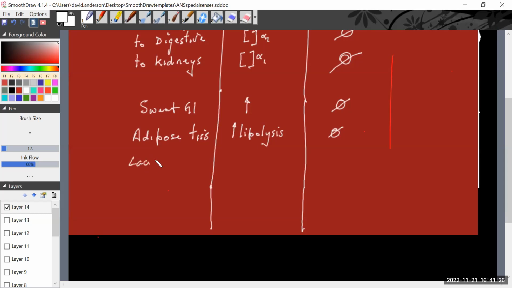Now, does anybody know what the lacrimal glands are? Tears? Yeah, those are your tear ducts and your tear glands. They produce tears. So this is our one example where we don't have a sympathetic innervation to the tear ducts and the tear glands, but we do on the parasympathetic side, and we're going to see increased secretions. So during rest and digest, you're going to increase the secretions to the lacrimal glands.